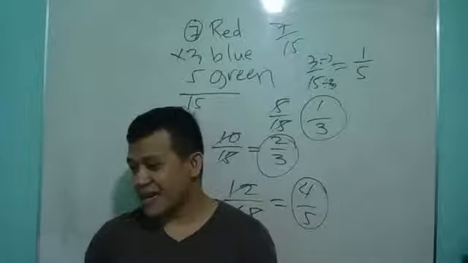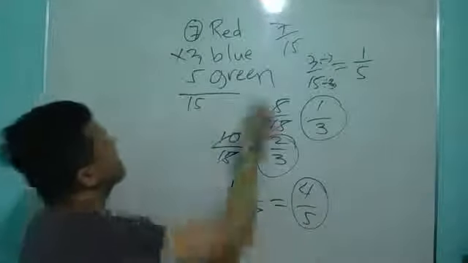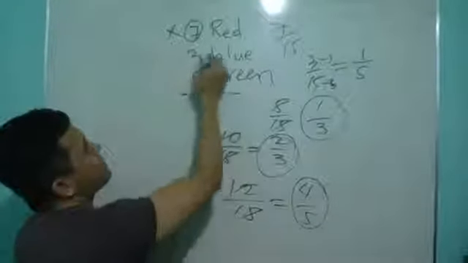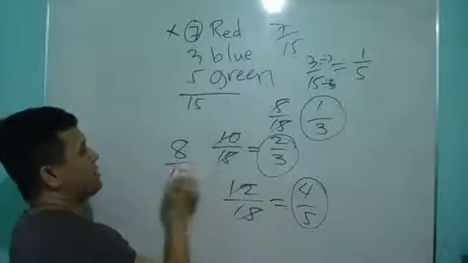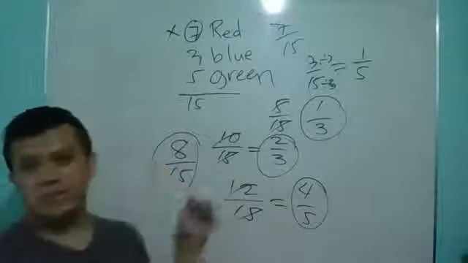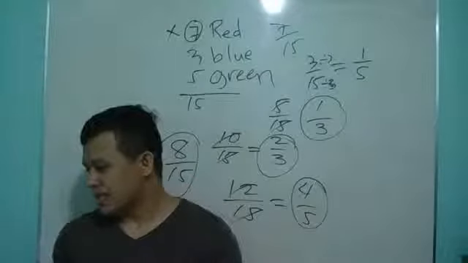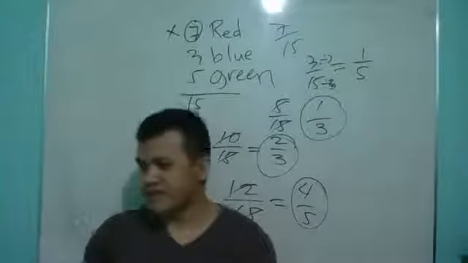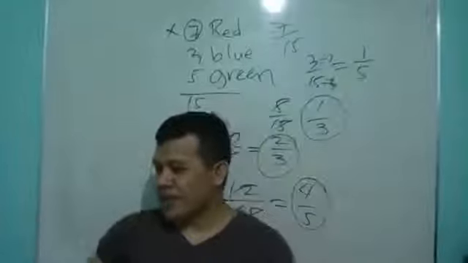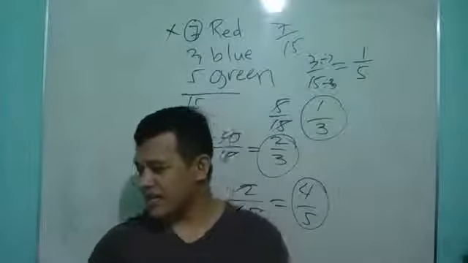Next, number 6, we have not red. Not red, so we have 5 plus 3, so we have 8 over 15. We cannot simplify this anymore because this is the simplified form. So that's letter D. Okay, there you go. Very easy, right? Next question.